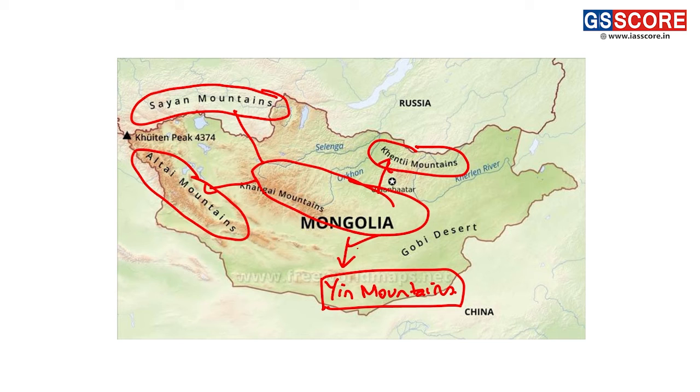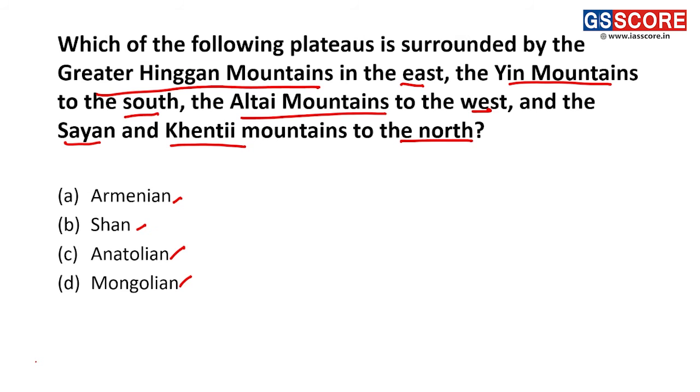So we are talking about the Mongolian Plateau. The examiner is trying to ask about the Mongolian Plateau here, which is surrounded by these mountain ranges. So option D, that is Mongolian Plateau, is the correct answer here.